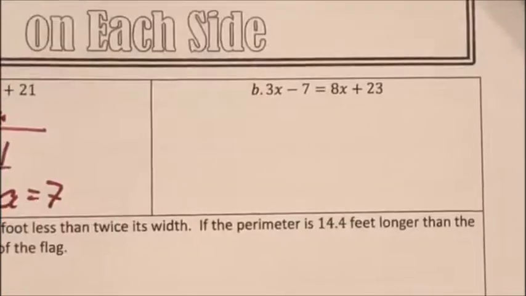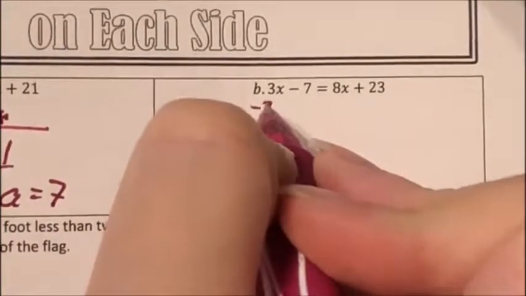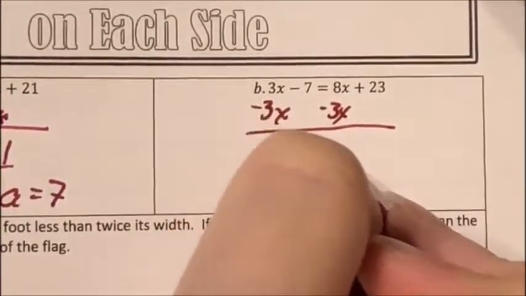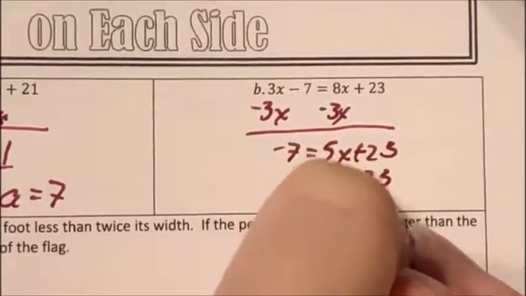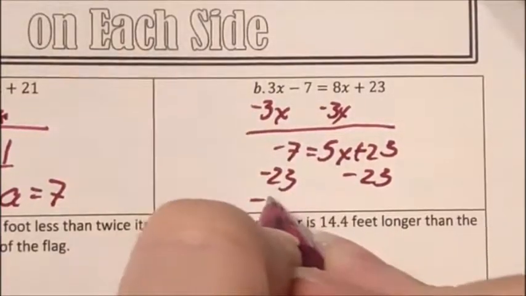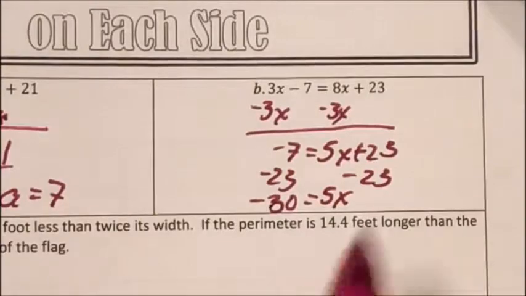Okay. Letter B says 3x minus 7 equals 8x plus 23. So for this one, I want to subtract 3x. I get negative 7 equals 5x plus 23. I want to subtract 23. Negative 7 plus a negative 23 is negative 30 equals 5x. And then I divide both sides by 5.